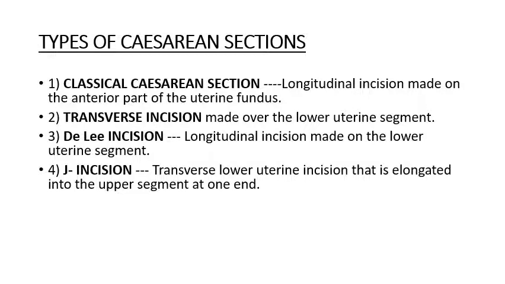So, types of caesarean section. We have the classical one, we have the transverse one, we have the De Lee incision. The De Lee incision is like a lower segmental one but with a longitudinal incision. We have the J incision. It's a transverse lower uterine incision that is elongated to the upper segment on one end.